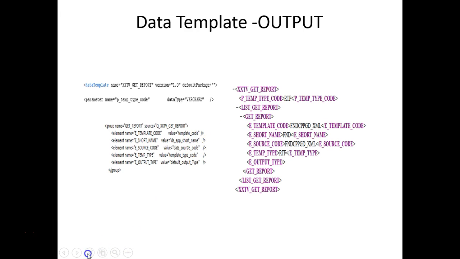So let's look further. We can see here the data template has a name, XXTV report, which is tied here. They have parameters, which is temp code type, which is passed on here. You get the group, which is get report. You can see the group here. The element names are defined right here. So this would help give you a better idea of how these are tied together.